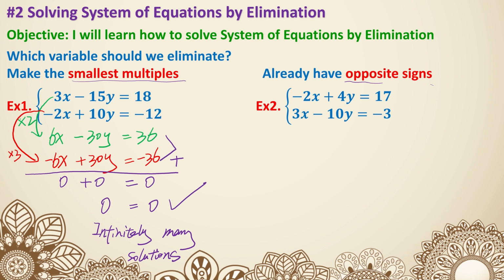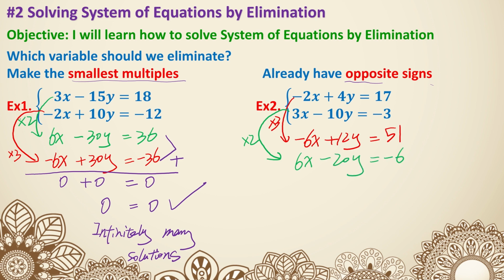Example 2. Negative 2 and 3 have opposite signs, 4 and negative 10 have opposite signs. But since 4 and 10 are bigger, I might as well just work with negative 2 and 3 again. I can change both of them related to 6. So I'm going to multiply the first equation by a 3. So I got a negative 6x plus 12y equals 51. And then I can multiply the second equation by a 2. So we have 3 times 2 is a 6x. Negative 10y times the 2 is a negative 20y. Negative 3 times the 2 is a negative 6.